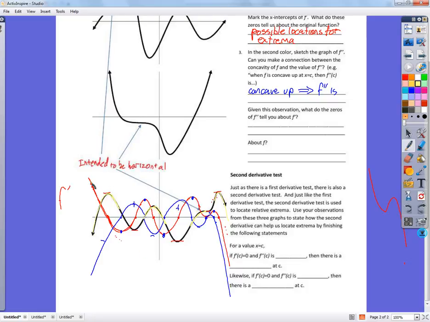So if we look at the derivative, negative slopes, negative slopes, negative slopes, biggest negative slope. Okay, after that, negative slopes, they're just not as negative as this one. So what are we seeing here? Negative. What are we describing? It's a minimum of the derivative.